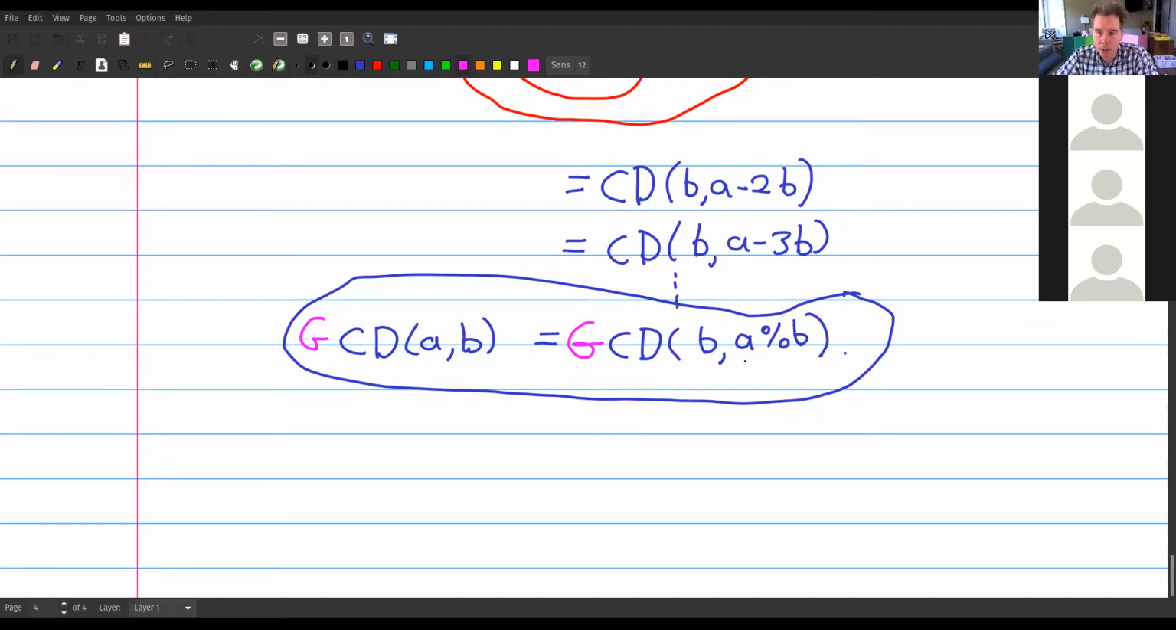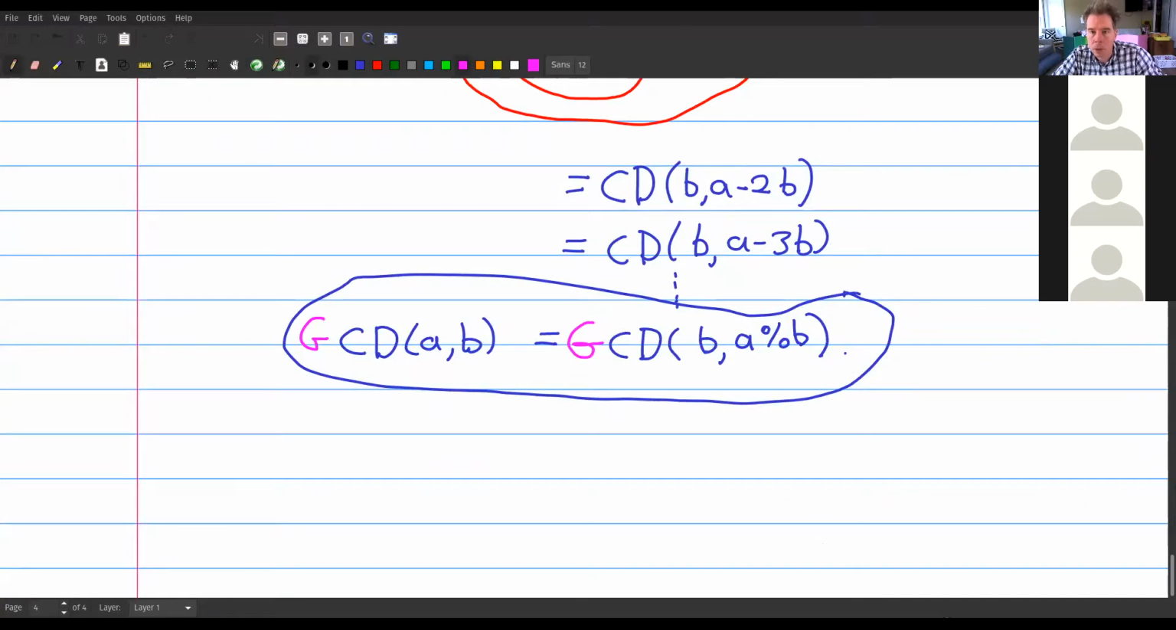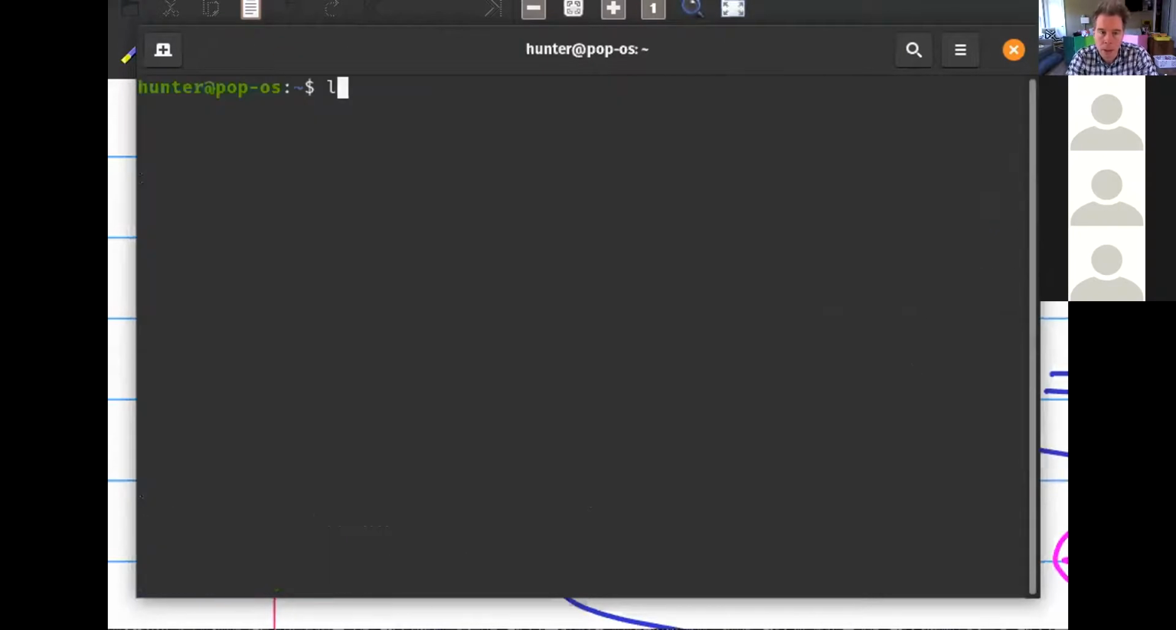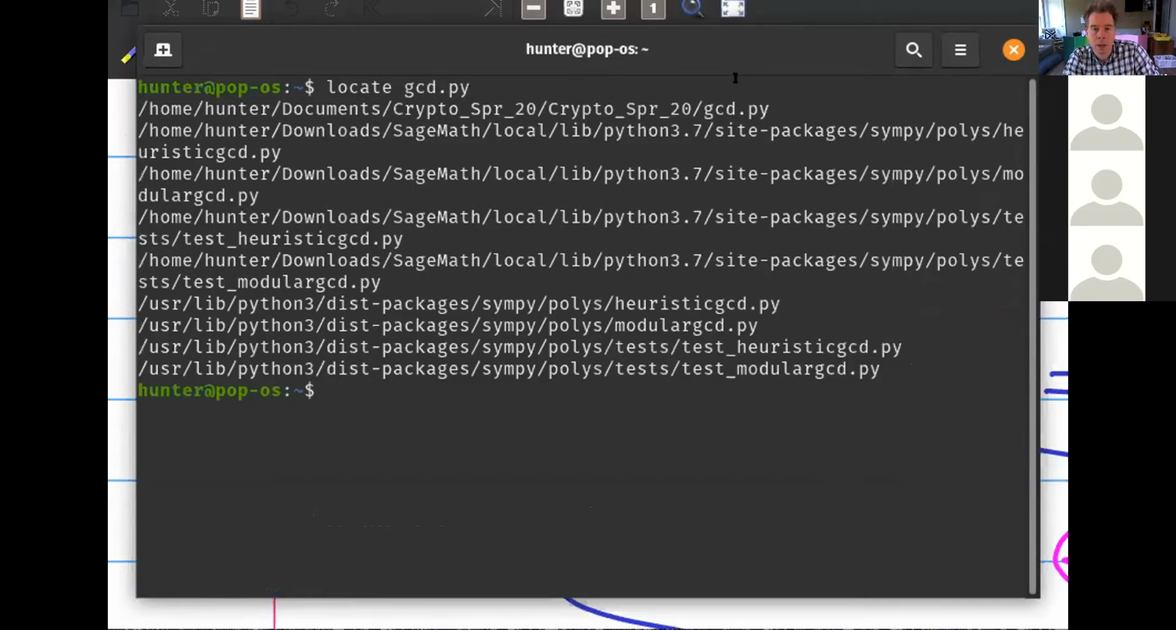I wrote this up in Python, and I'm going to try to share it with you. Let's get a terminal window here. Okay, so here we are. Locate gcd.py, and there it is.